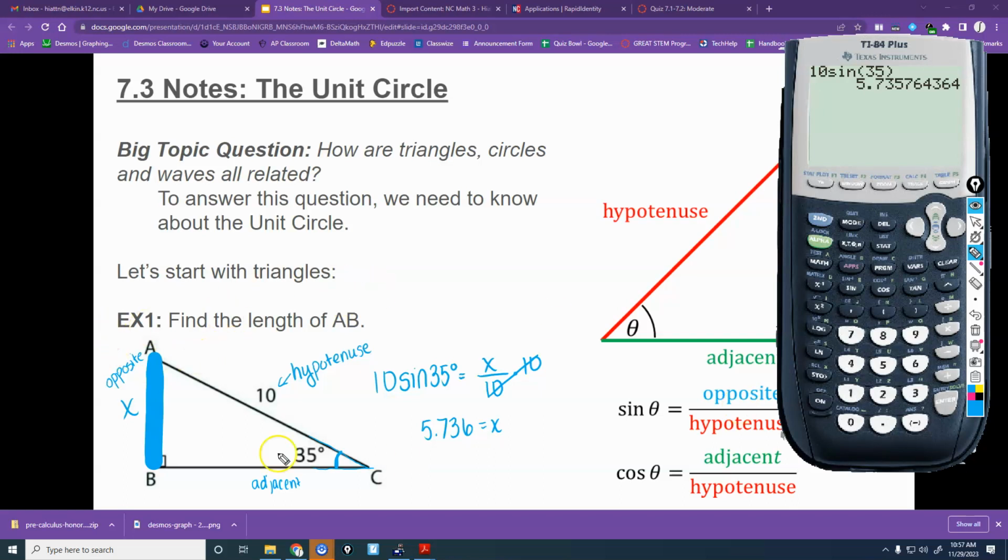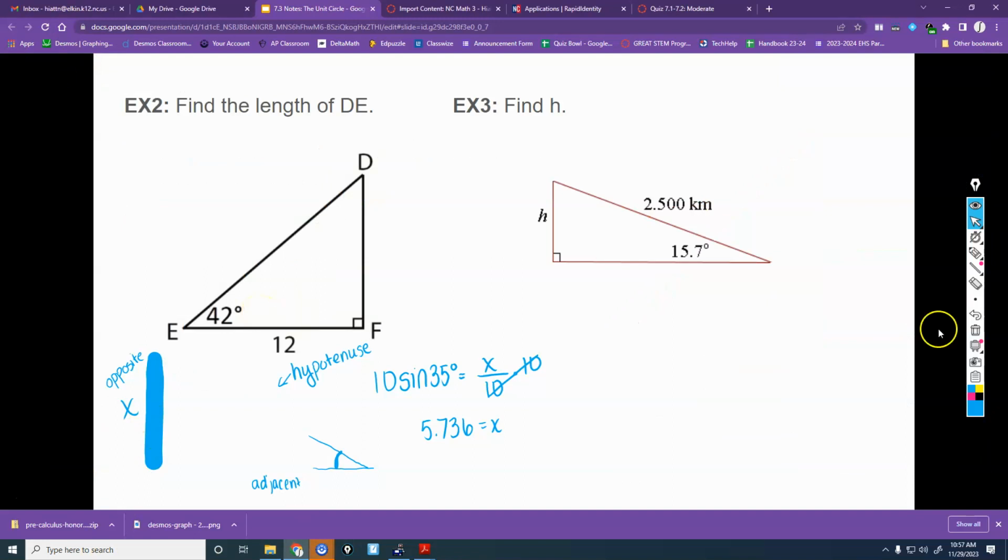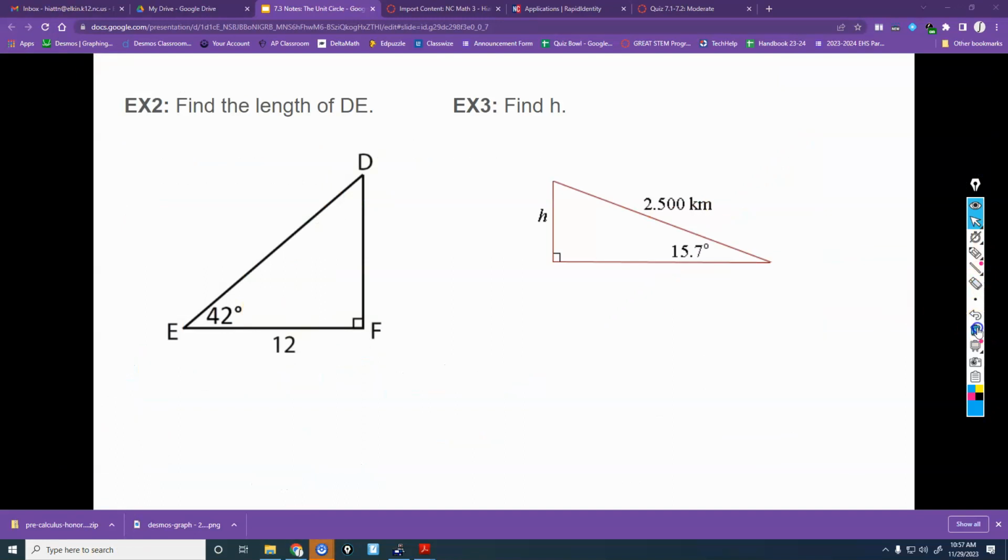Okay, let's have you guys try now. I've got one or two more on this next one. A couple more. I want you guys to try those on your own. Try to reach back into your mind and remember how to do this regular trig. I'll freeze my screen here.